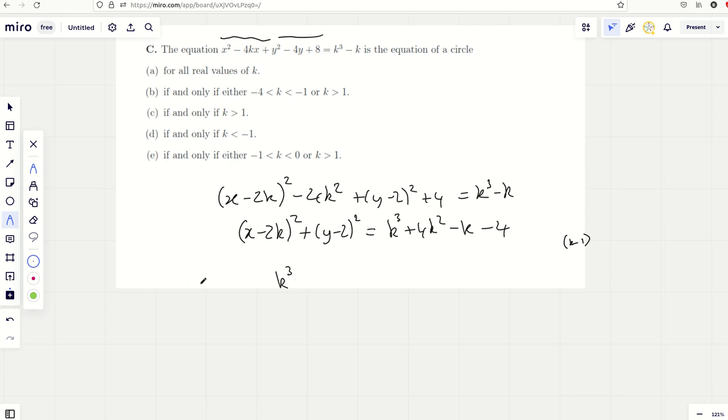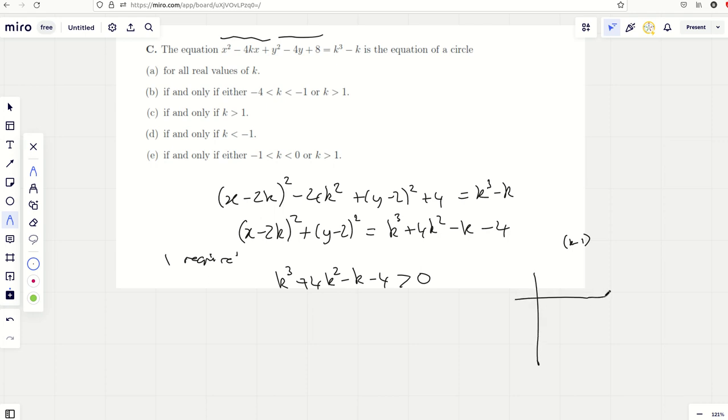So I require, if you like, k cubed plus 4k squared minus k minus 4. Well, that's got to be greater than 0. Okay, so let's factorize it quite casually.